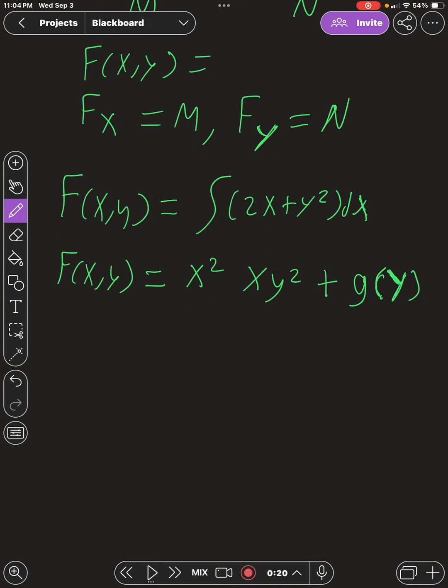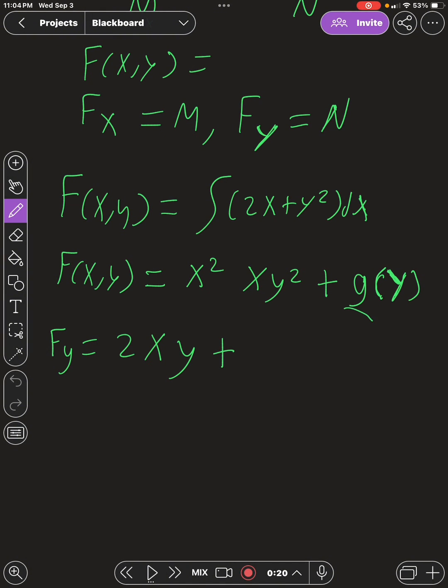So we have this potential function. Let's just go ahead and differentiate with respect to y. So we're going to get f_y, for short, is equal to, what are we differentiating with respect to? We're differentiating with respect to y. So the x squared term is constant, so it's just going to go away. The xy squared term, the 2 is going to come down. It's going to be 2xy. And then we're going to get plus.